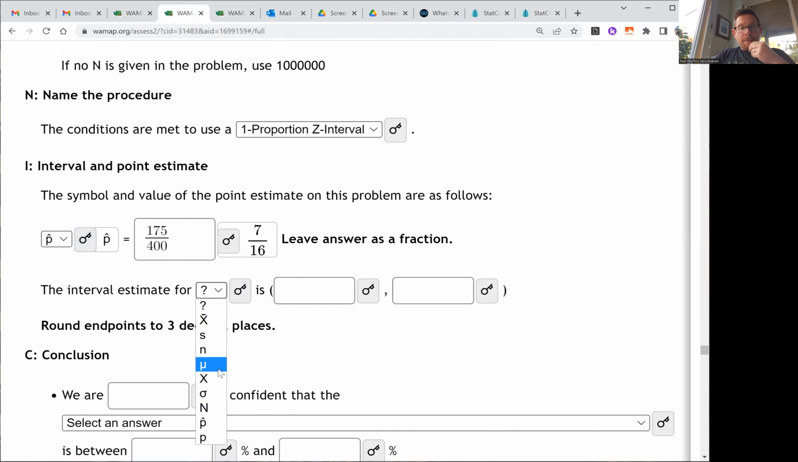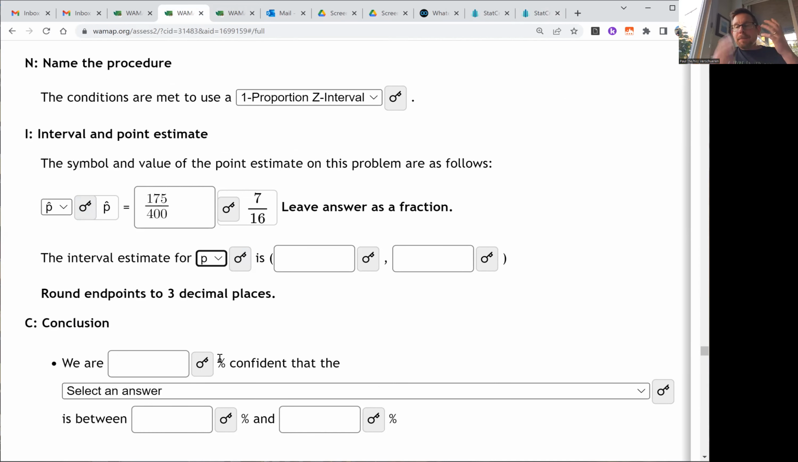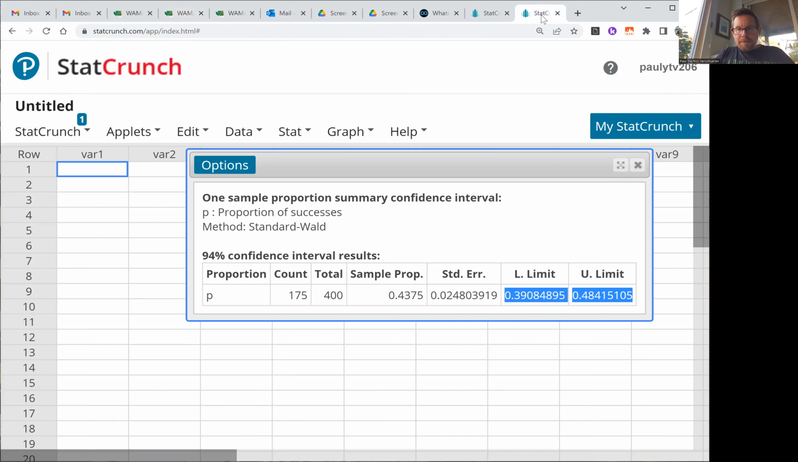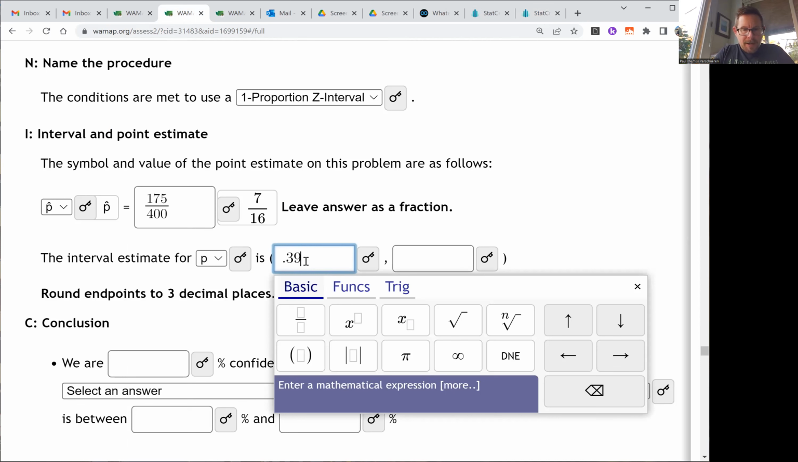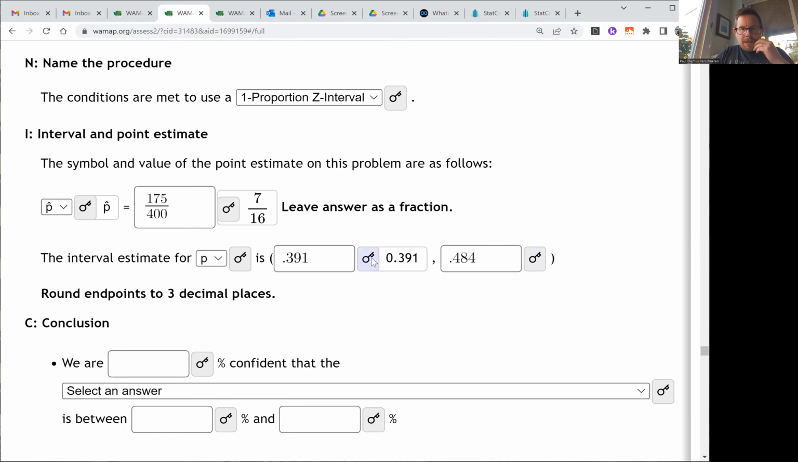The interval estimate for p. By the way, this question is p, not mu. What this means is the purpose of the interval is to make an approximation for the population proportion, or take a guess at where we think the population proportion is. It's like this interval is to make a prediction of what p is, and they want it to 3 decimal places. So that is 0.391, 0.484. Let's just double check. Yep, we're good.